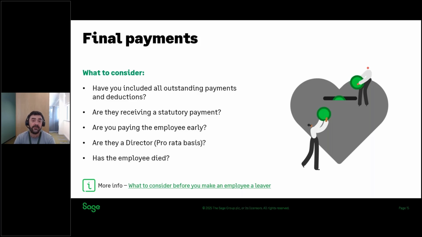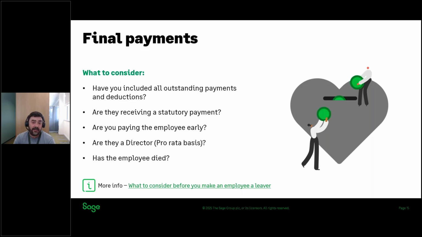But there may well be other payments that are due to the employee, sometimes payments that are usually paid in arrears, such as overtime or bonus payments, or consider things like holiday pay. If an employee hasn't taken all the holiday they're entitled to, you may need to do a holiday pay payment as part of their final pay run. It's really about trying to get all of the final payments done in that final pay run, as that avoids having to make an extra payment after leaving, which can become slightly more complicated.